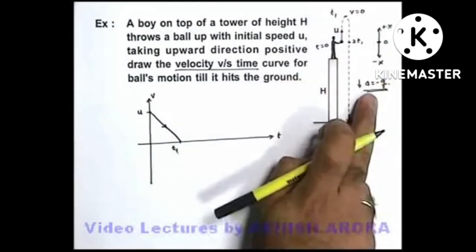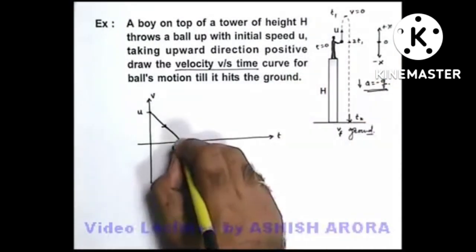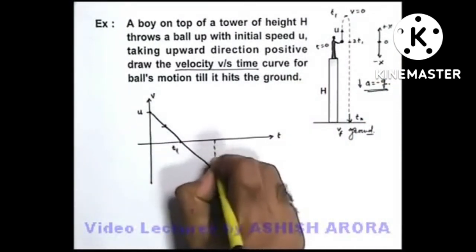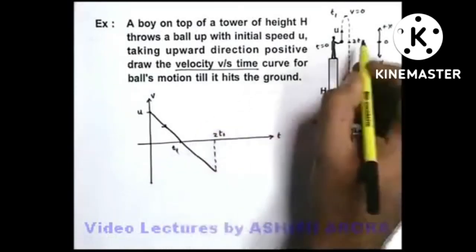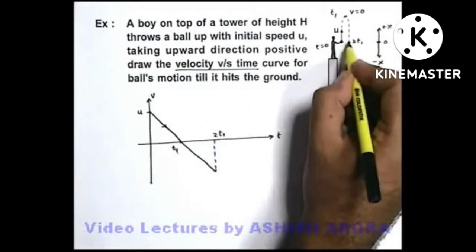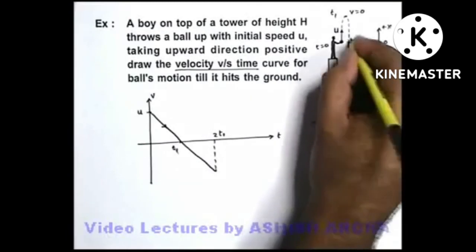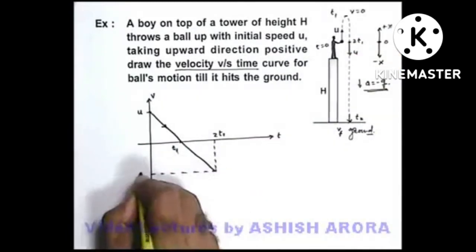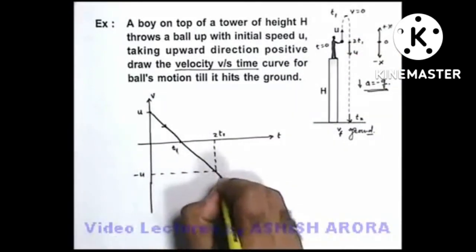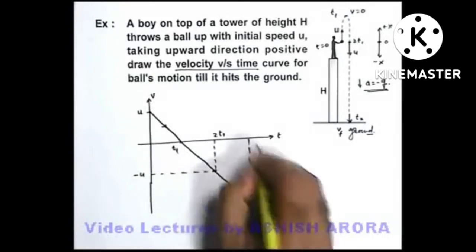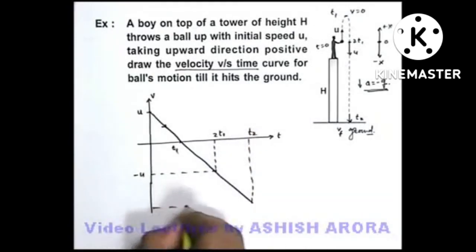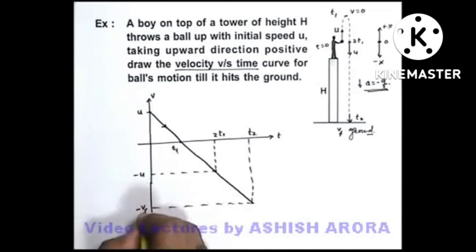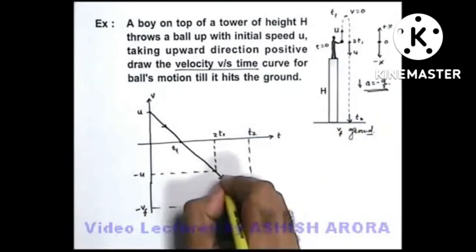And throughout the motion we can see acceleration is constant, it is not changing, so the same straight line will be further extended, and up to a time 2t1 the particle will reach the same level from where it was thrown. It will have the same velocity u in the downward direction at this point, this is minus u, and it will further carry on till time t2, when the particle will hit the ground where its velocity will be minus vf. This is the time t2 where the particle will hit the ground.